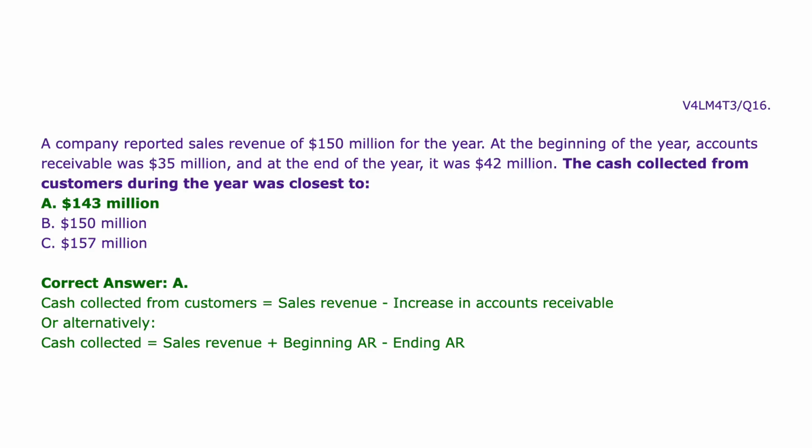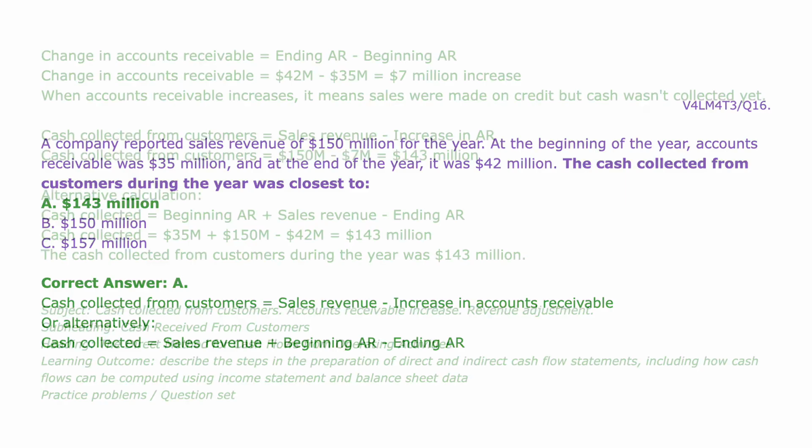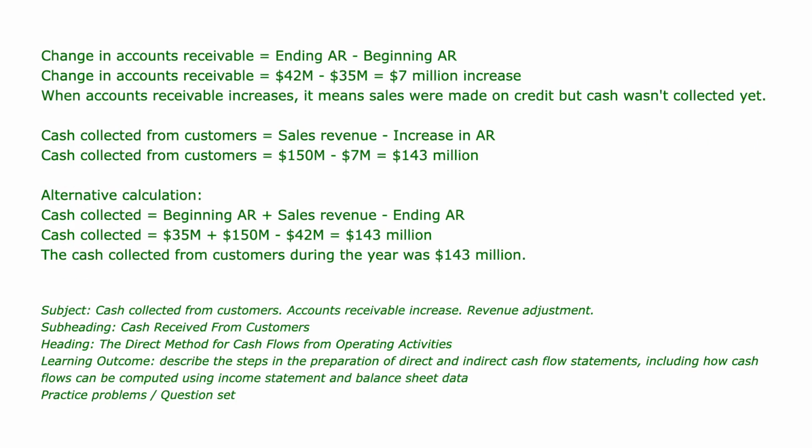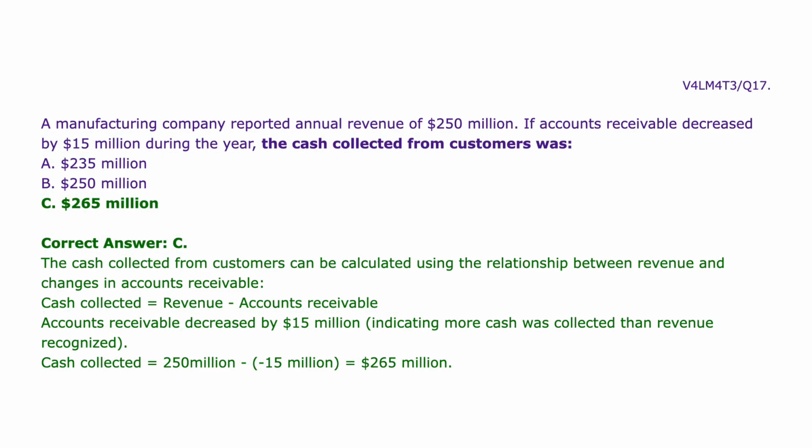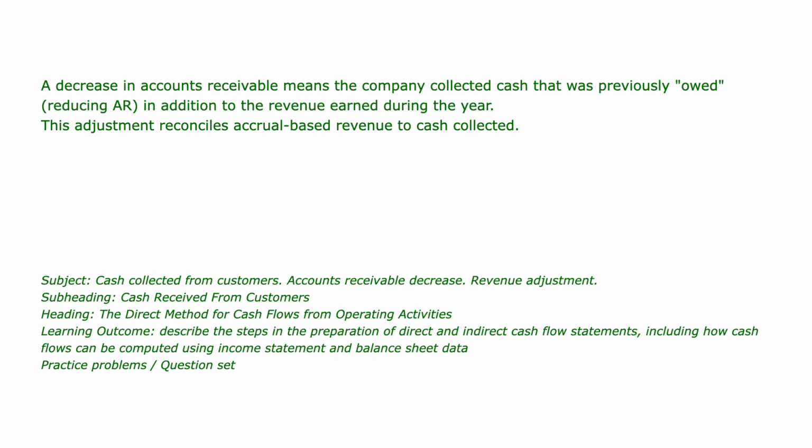Cash collected from customers equals sales revenue minus increase in accounts receivable. Or alternatively, cash collected equals sales revenue plus beginning AR minus ending AR. A decrease in accounts receivable indicates cash collection and reconciles accrual-based revenue.